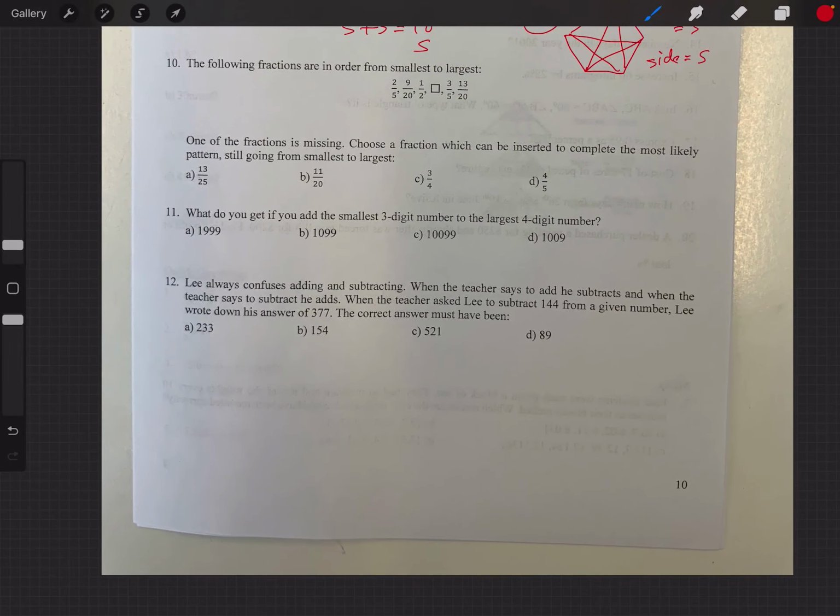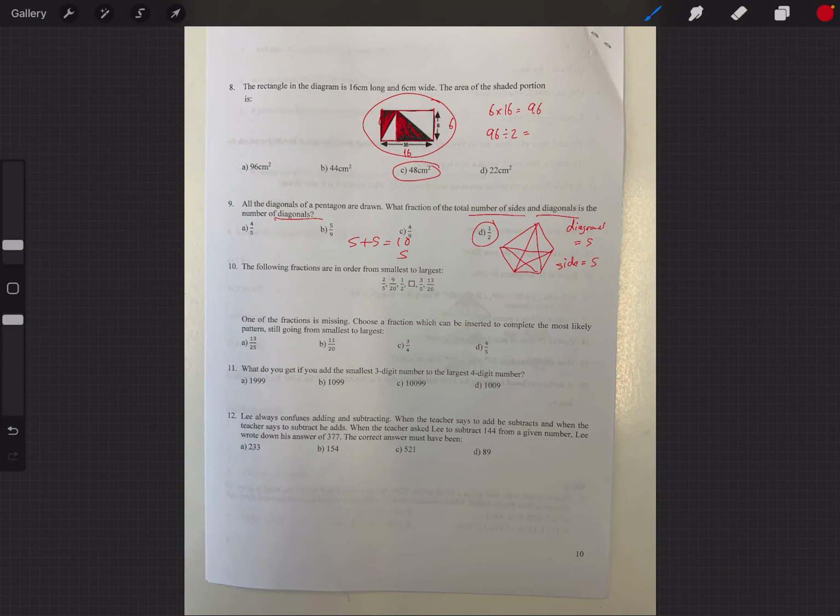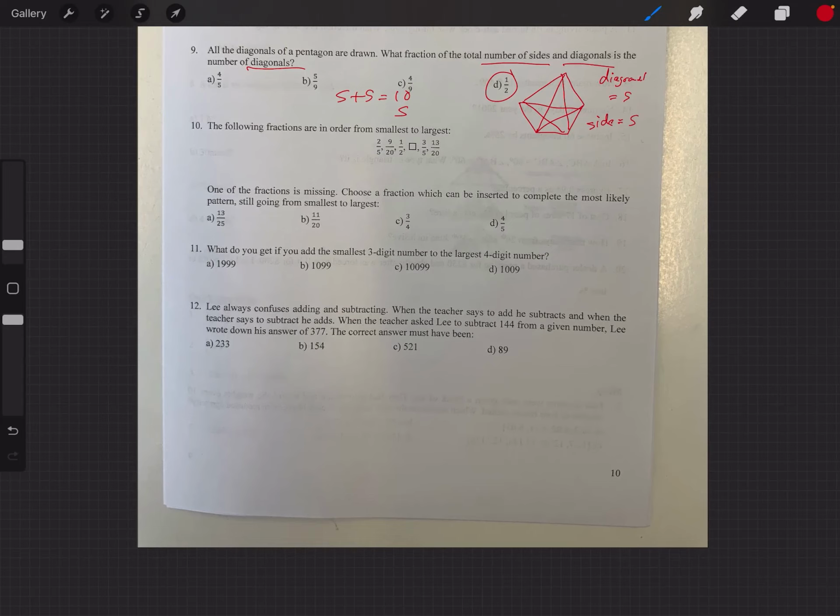Alright. Let me see. This next one. Actually, the rest you can probably do by yourself. So give that a try.